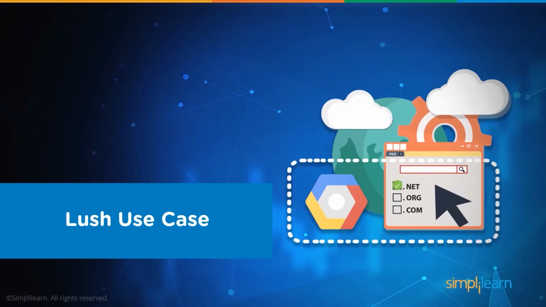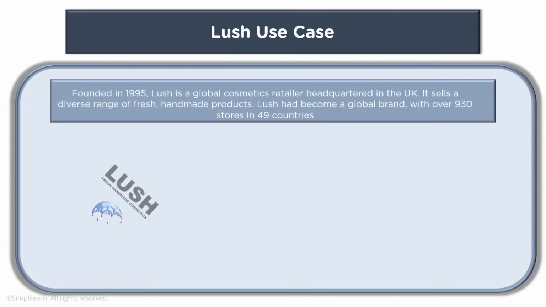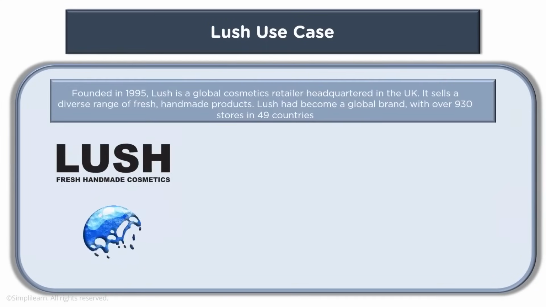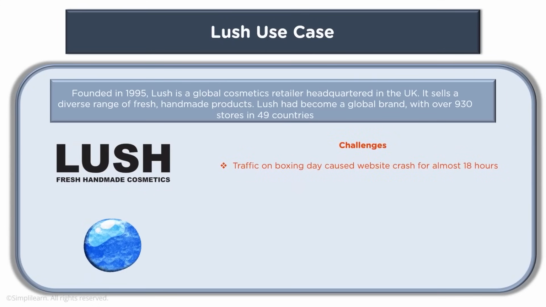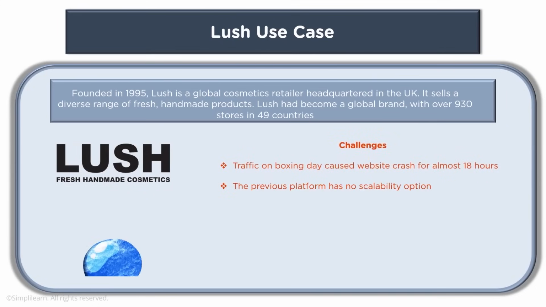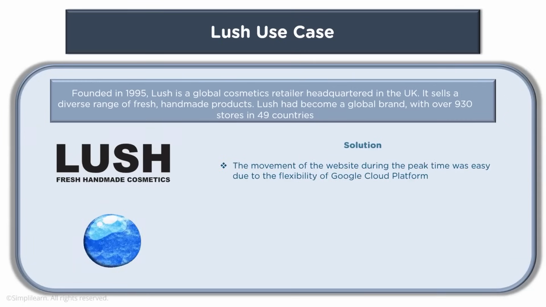Now, let's look at a use case and understand what happened with Lush. Lush was founded in 1995. You might have seen this brand somewhere in the streets. It is a global cosmetics retailer headquartered in the UK. It sells a diverse range of fresh, handmade products. Lush had become a global brand with over 930 stores in 49 countries. The challenge faced here was that traffic on Boxing Day caused the website to crash for almost 18 hours, which had a devastating effect on their business. The previous platform had no scalability option. What was the solution? The movement of the website during the peak time was easy due to the flexibility of the GCP platform.